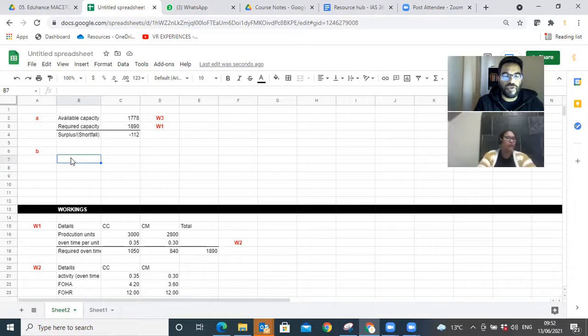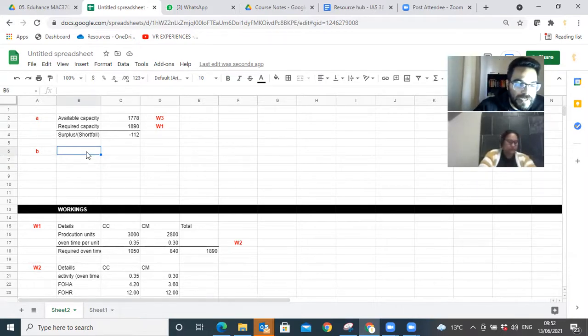To get the contribution margin per limiting factor, we get the contribution margin per unit and identify the limiting factor. Oven time is the limiting factor. That will give us contribution margin per unit of limiting factor. The one with the highest will be ranked number 1, so that is the one you will produce first, and then you will produce the other one afterwards. Basically we'll do as follows.